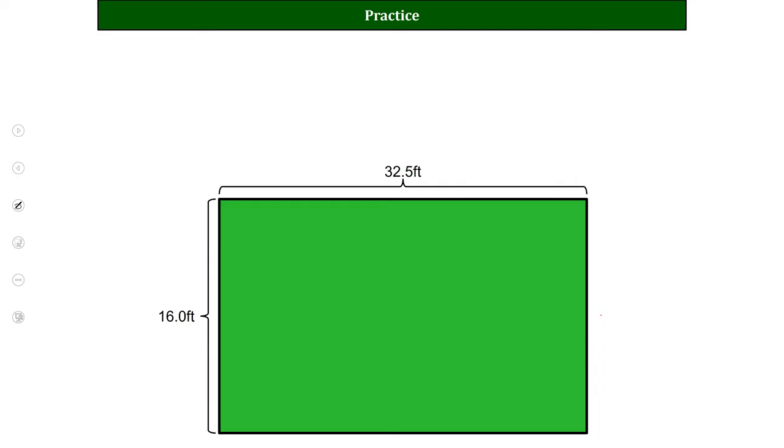Let's say we have a room, and if I had time, I would have updated this, because this was going to be the shape of the room I used to teach in here. 16.0 feet times 32.5 feet. You want to know what the area of this room is, which is length times width, right? So what's our answer with proper sig figs?